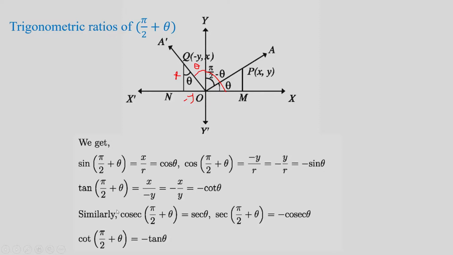Similarly we can write cosec of pi by 2 plus theta is equal to sec theta, and sec of pi by 2 plus theta is equal to minus cosec theta, and cot of pi by 2 plus theta is equal to minus tan theta. Actually, from this triangle you can see that height and hypotenuse are positive here, so ratios related to height and hypotenuse will be positive for pi by 2 plus theta. That means ratios of sine and cosec will be positive, other ratios will be negative.